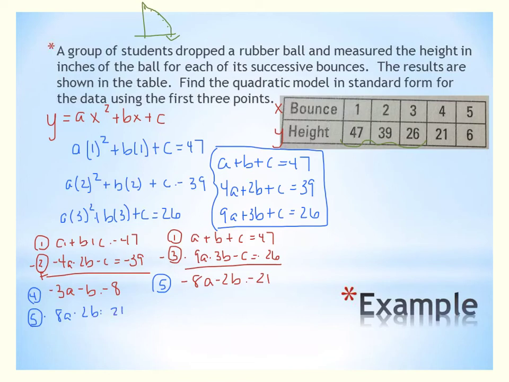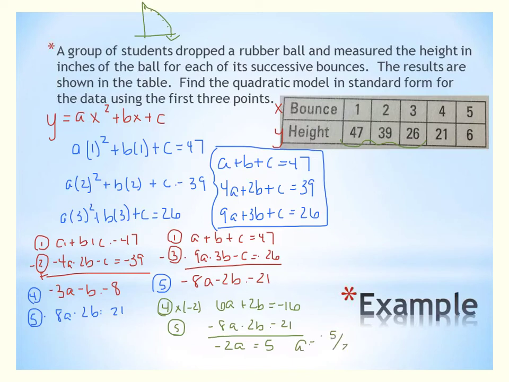And I'm going to go ahead then and take 4 times negative 2 and 5. So 4 times the negative 2 is going to be a positive 6a plus 2b equals negative 16. And then negative 8a minus 2b equals 21. So this is negative 2a equals 5. So a equals negative 5 halves. So there's a.